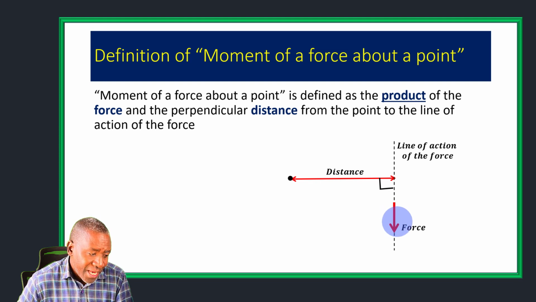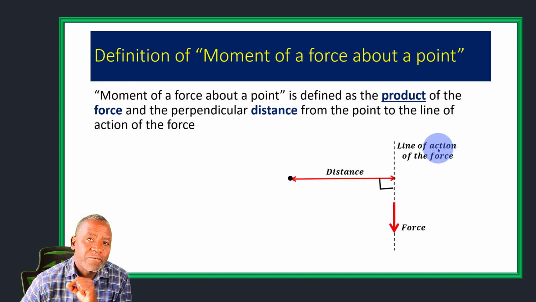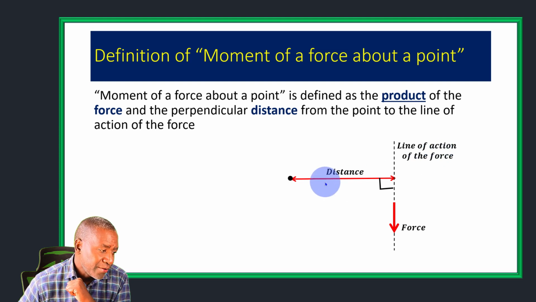This force has a direction along which it is acting. It is referred to as the line of action of the force, the direction in which the force is acting. And then there is the distance from the point about which the object is turning all the way to the line of action of the force.